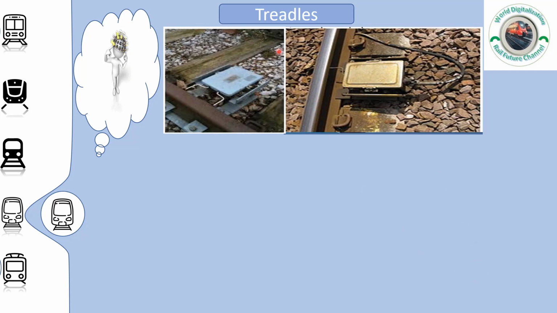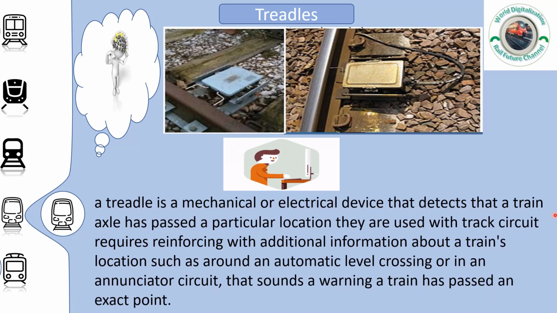What is the definition of the treadle? A treadle is a mechanical or electrical device that detects that a train axle has passed a particular location. They are used with track circuits that require reinforcing with additional information about a train's location, such as around an automatic level crossing or in an annunciator circuit that sounds a warning that a train has passed an exact point.